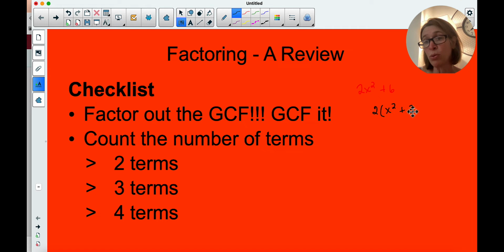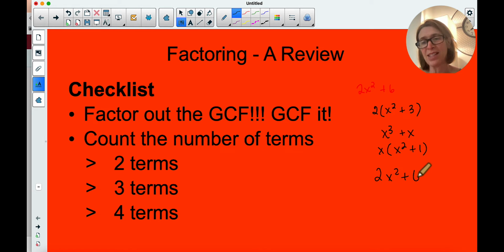I could factor out a 2 and I'd be left with x squared plus 3. It could be a variable, so I could give you x cubed plus x, where I'd have to factor out an x. And it could be both, so I could give you 2x squared plus 6x, and I'd have to factor out a 2x. So that's factoring out a GCF, and that's the most basic factoring that you do.